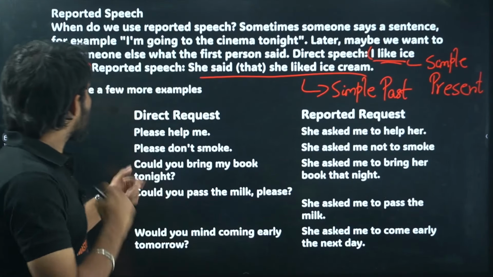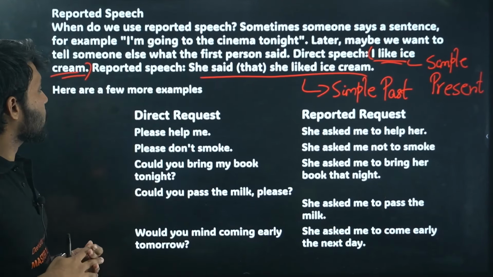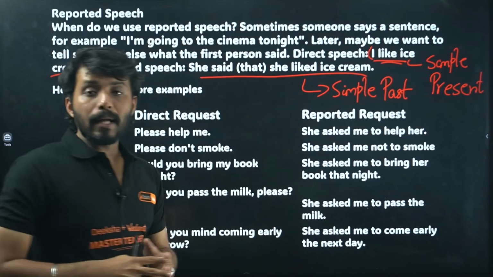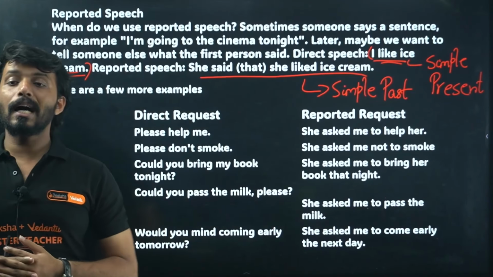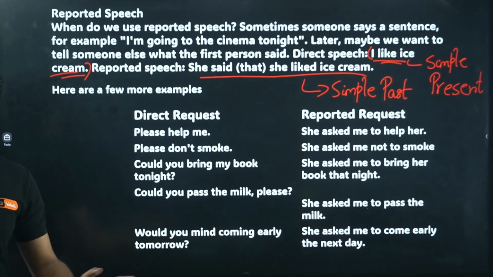So here are some examples. Direct request: Please help me. She asked me to help her. Please don't smoke. So she asked me not to smoke. These are requests. So this is how you report requests.